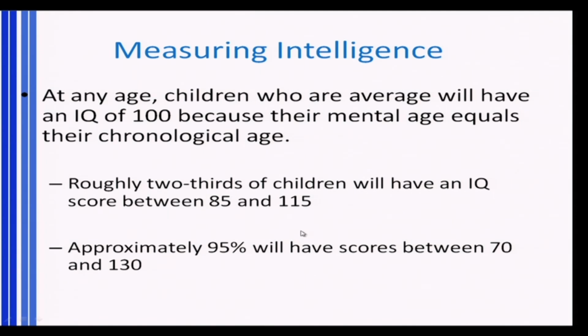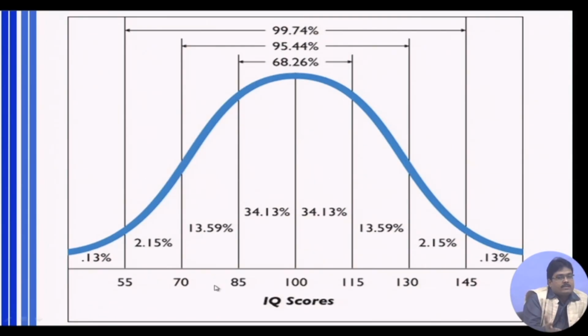When we examine children at any age, those who are average will have an IQ of 100 because their mental age equals their chronological age, but roughly two-thirds of the children will have an IQ score between 85 and 115. We have also seen that approximately 95% will have scores between 70 and 130. This shows the classification of IQ scores in a normal distribution.